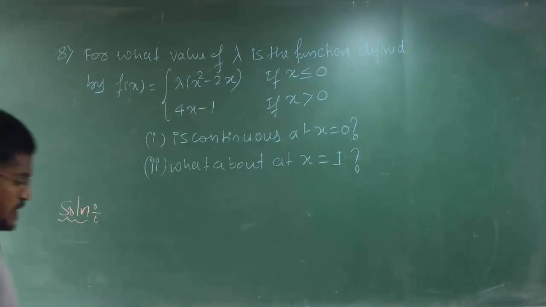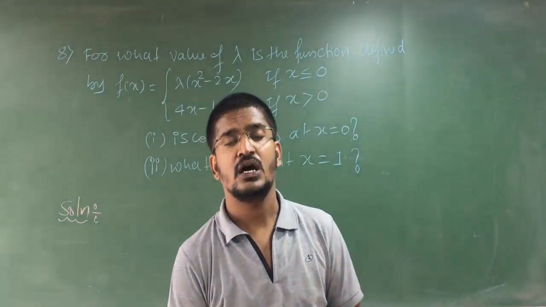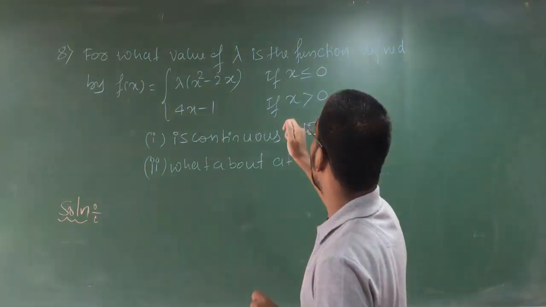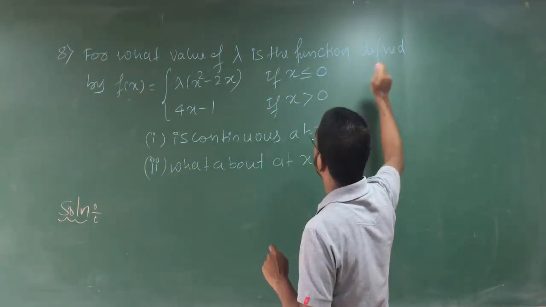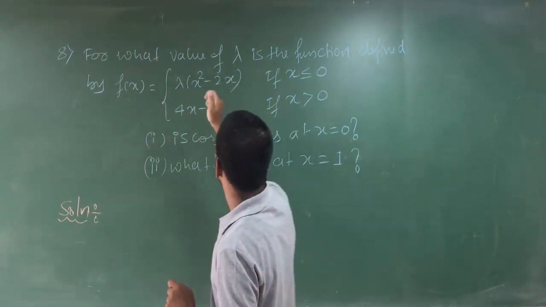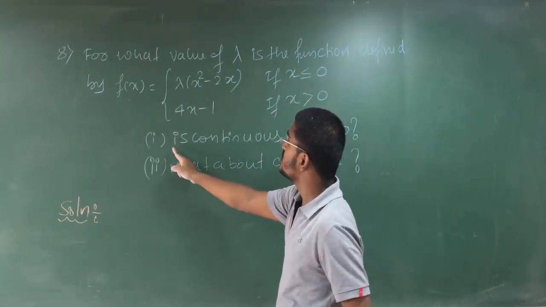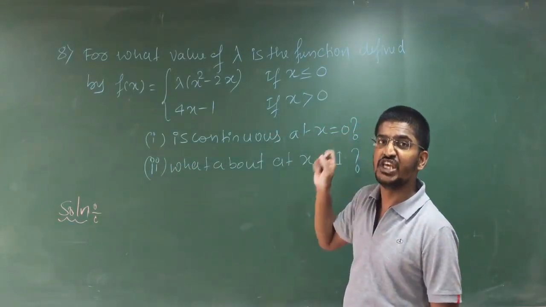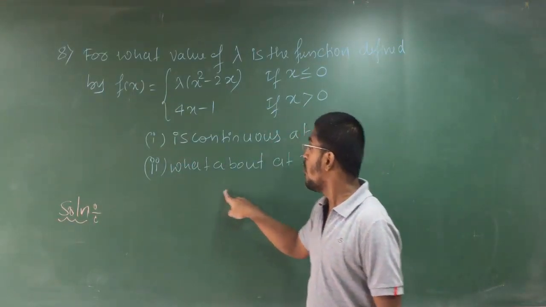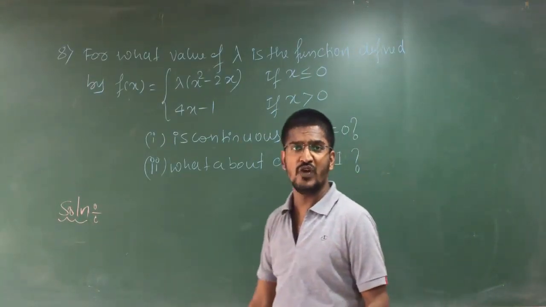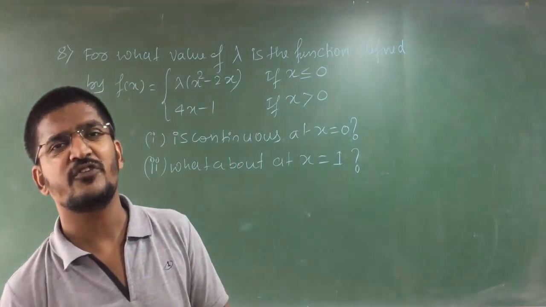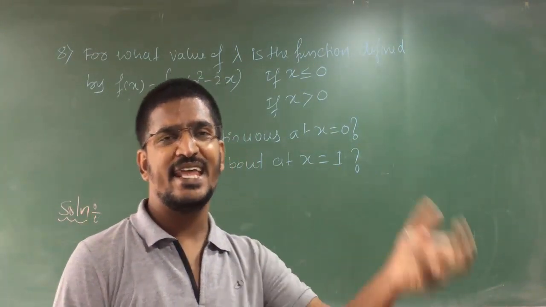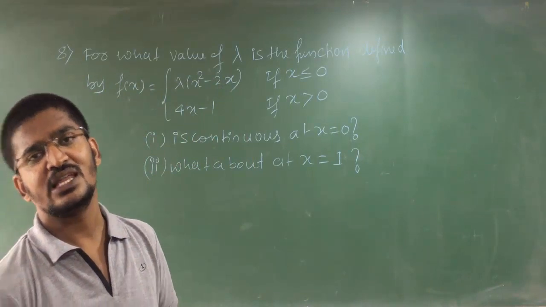Okay, students. Now let us go for the 8th problem. That is, for what value of lambda is the function defined by f of x equal to, first one, see here, is continuous at x equal to 0. Second one is, what about at x equal to 1? So it is a little bit different problem from the previous problems. Previous problems were directly given that they are continuous, find the value of k.